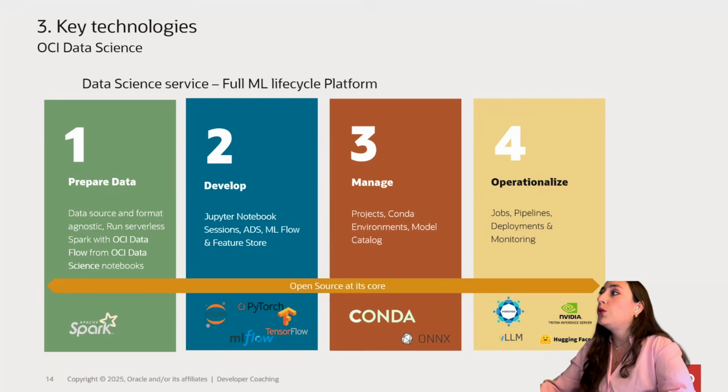The second part is developing, so we can develop the models in Jupyter Notebook sessions. We are going to use the ADS SDK, which is a standard Python library, and whatever open source tools we need. And this is where we train and test the ResNet models and generate the embeddings. The third step is managing. Once we are happy, we are going to register them in the model catalog. We are going to manage the conda environments, and we will keep track of projects and versions. So it's going to make it easier to reproduce results and to collaborate.